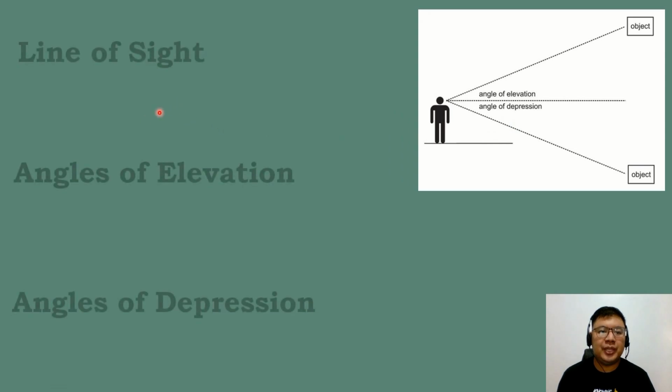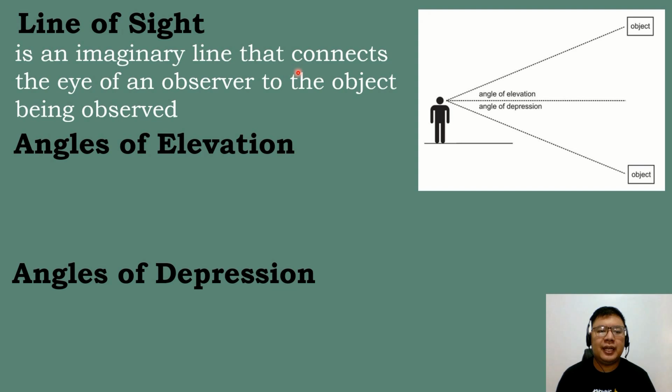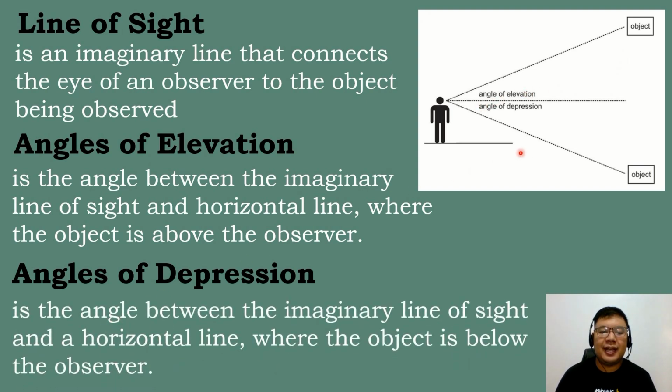Let's define the following terms. We have the line of sight. It is an imaginary line that connects the eye of an observer to the object being observed. And the angle of elevation is the angle between the imaginary line of sight and the horizontal line where the object is above the observer. And for the angle of depression, it is the angle between the imaginary line of sight and a horizontal line where the object is below the observer.